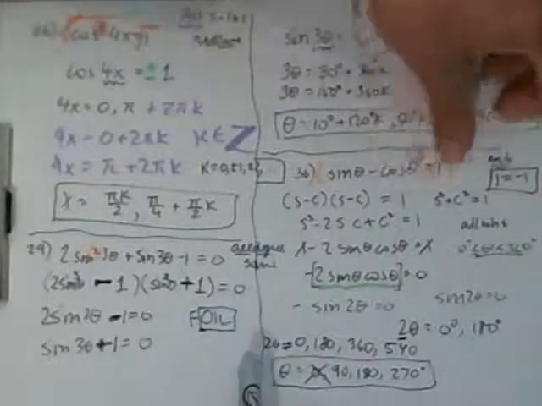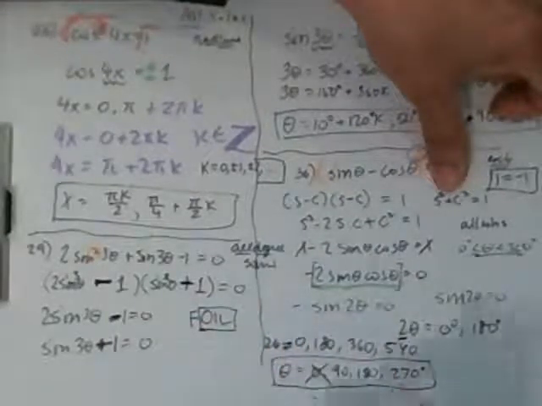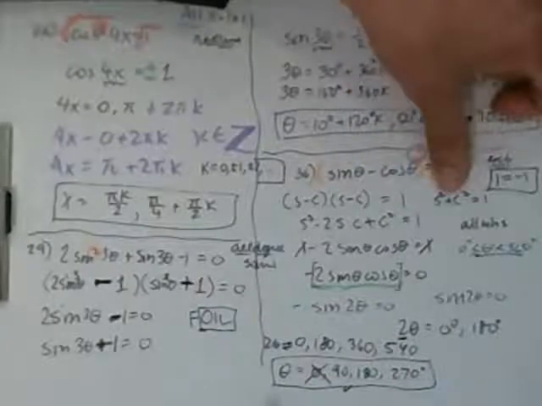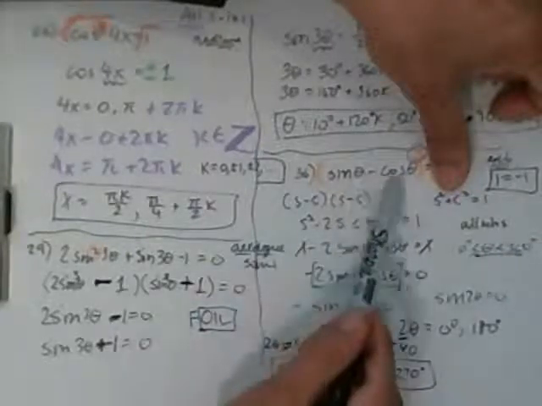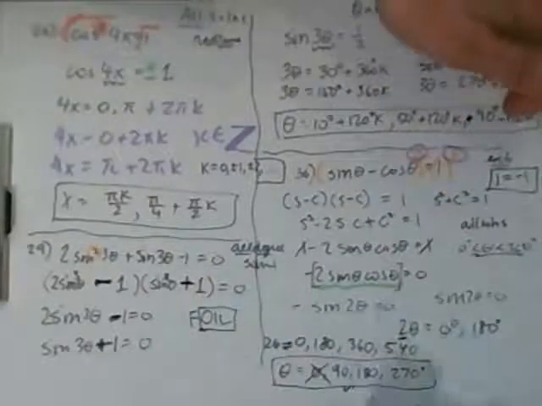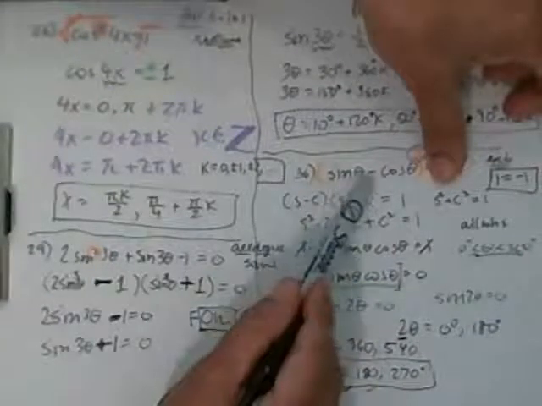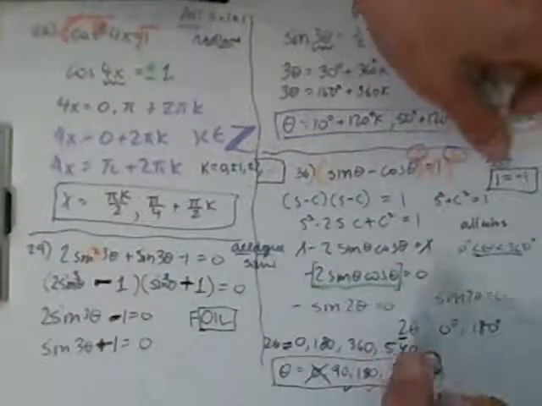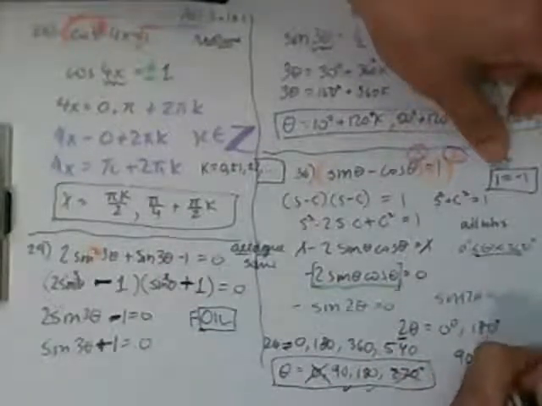Let's try 90. Sine of 90 is 1 minus cosine 90 is 0. 1 minus 0, 1. Perfect. That checks out. 180. Sine of 180 is 0 minus cosine 180 is -1. 0 minus -1 is +1. That checked out. Perfect. Let's try 270. Sine 270 is -1 minus cosine 270 is 0. -1 minus 0, -1. That does not work out. So your final solutions are 90 degrees and 180 degrees.